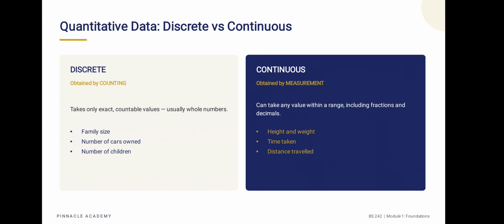Weight works in the same way, and time also works in the same way. So if you're using a ruler, a scale, a stopwatch, or any measuring instrument to get your number, and that number could theoretically have decimal places, you're dealing with continuous data.